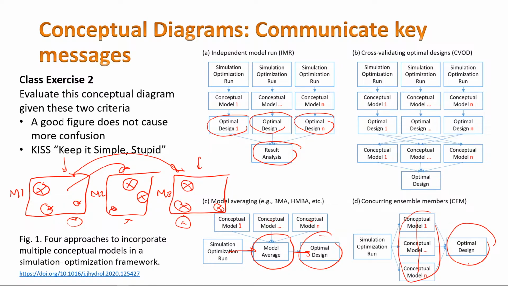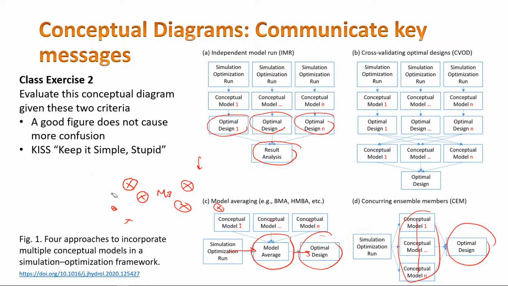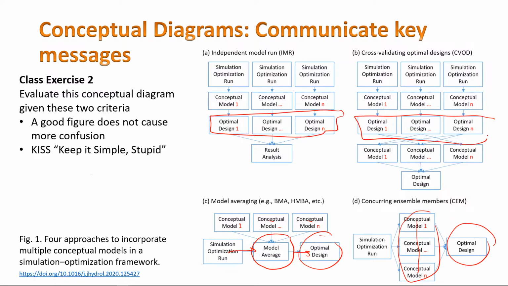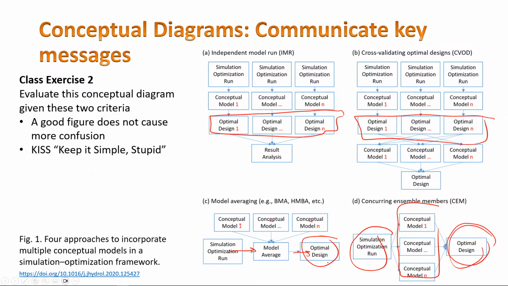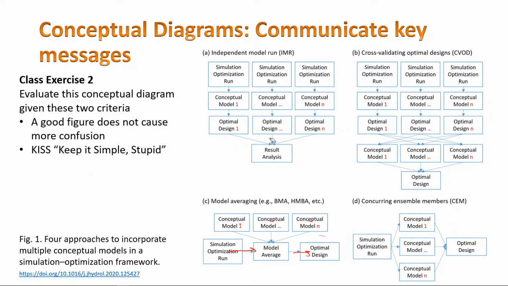So this is the conceptual figure that I created to communicate these messages. If you have multiple models, but you only have one reality, multiple models could give you multiple designs, as in this case. Or you can average them, and they will only give you one design. Or if you run your simulation optimization on all of them and find one solution for them, that will give you only one design. So these are the complex ideas that I wanted to communicate by preparing this figure.